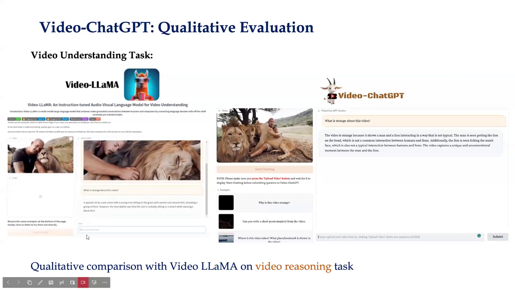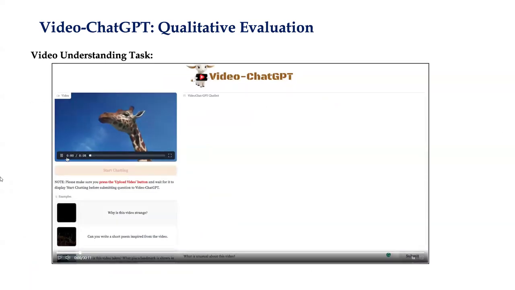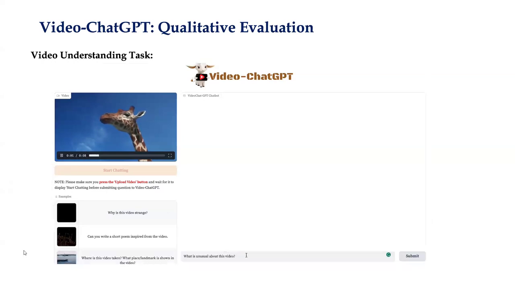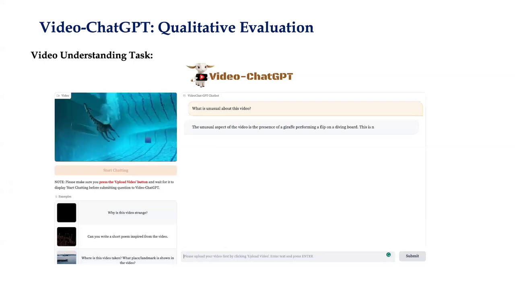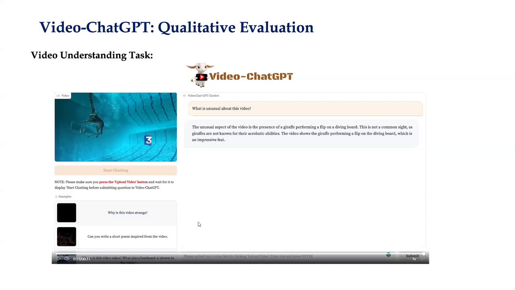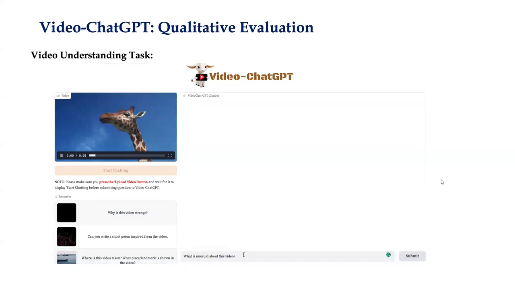Okay, so this is another one. What's going on? Oh, this one, okay, the whole thing. What is the video about? The unusual aspect of this video is a giraffe performing a flip on a diving board. It's not a common sight as giraffes are not known for their acrobatic activities. The video shows the giraffe performing a flip on the diving board, which is an impressive feat. Okay, so let's keep going.